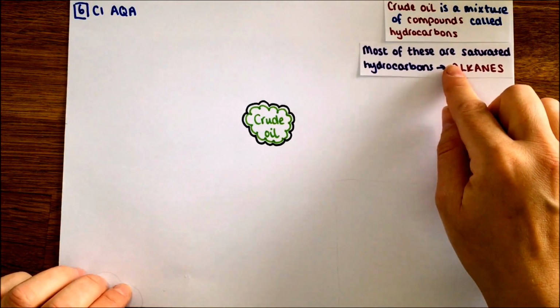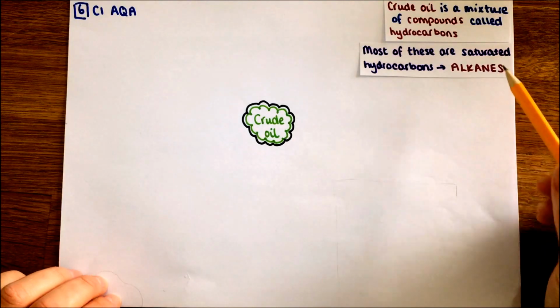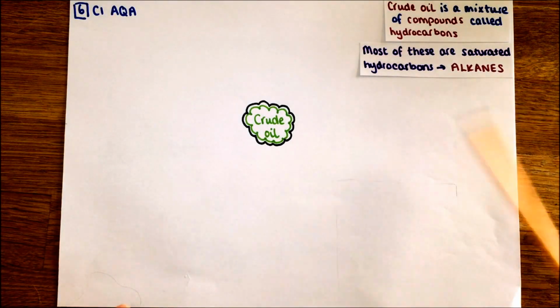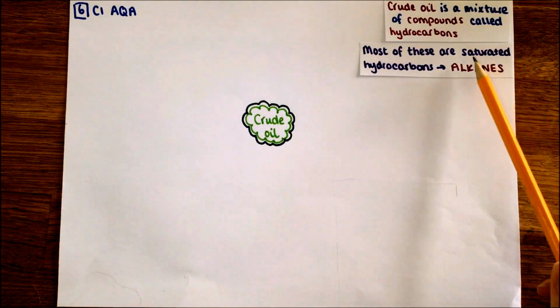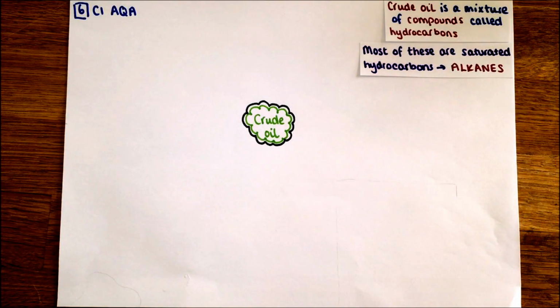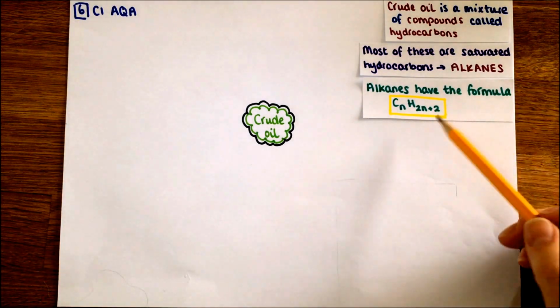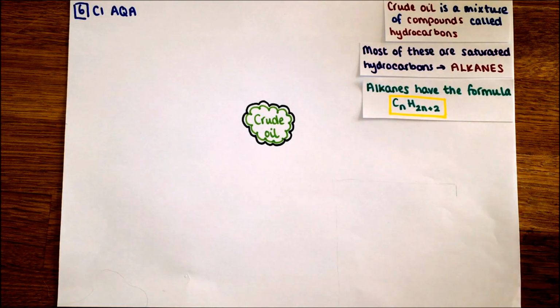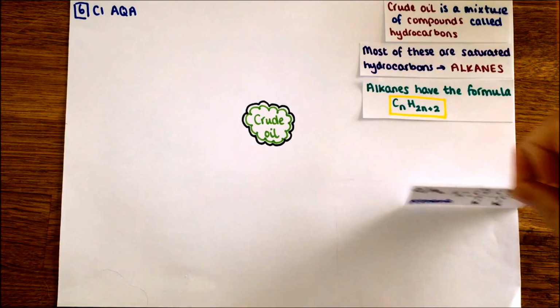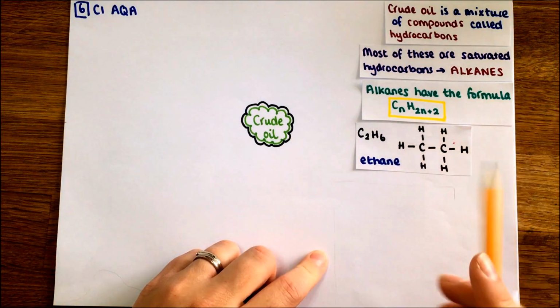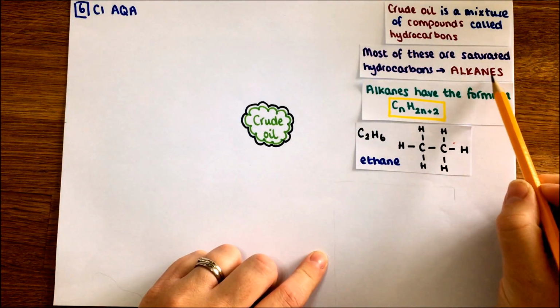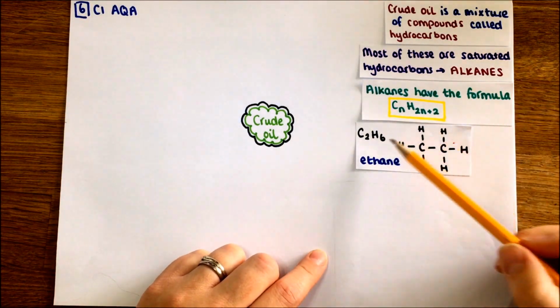Most of those are alkanes. So they are saturated hydrocarbons, and I'll draw some examples out of those in a minute. Saturated just means they're full of hydrogen. There's no double bonds, there's nowhere we can fit any more hydrogen in. They're completely full already. And they have the general formula CnH2n+2.